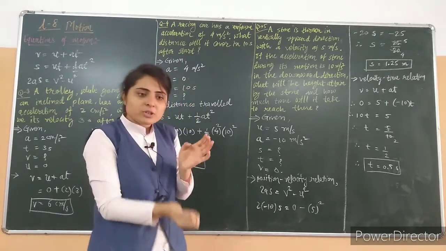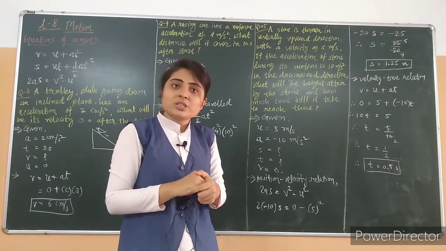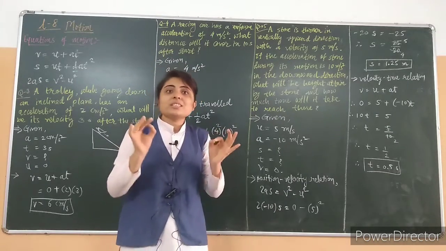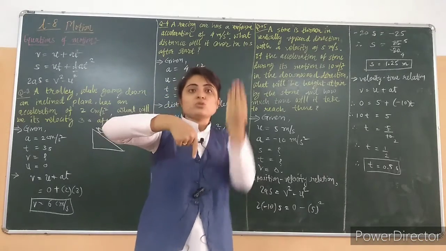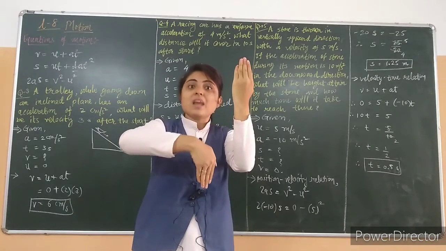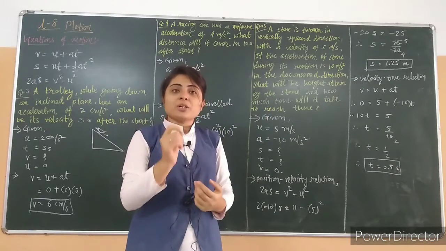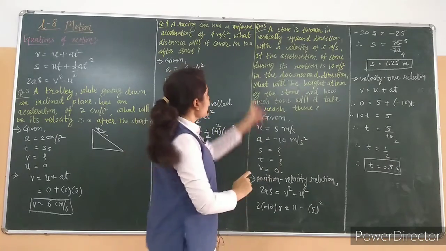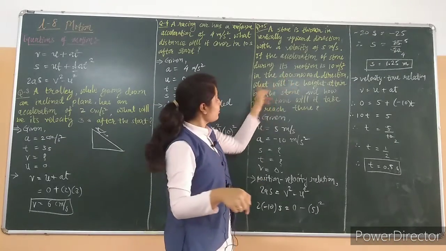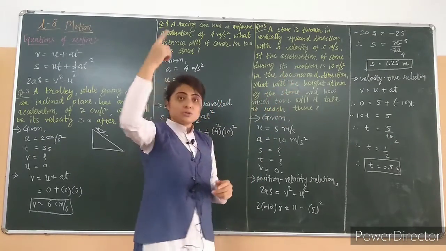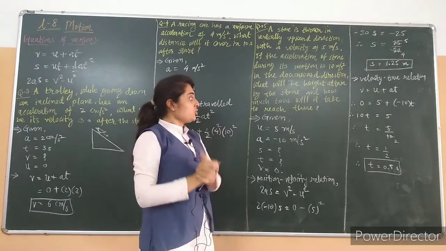Understand this problem. Whenever you are throwing a stone, any object, in the upward direction, does its velocity increase or decrease? Yes, the velocity decreases. That means the acceleration is in the opposite direction. Motion is in the upward direction, so acceleration will be in the downward direction. Both are opposite, so velocity decreases and acceleration will be negative. So acceleration is 10 meters per second square in the downward direction. What will be the height attained by the stone? How much height will it go? And how much time will it take to reach that?